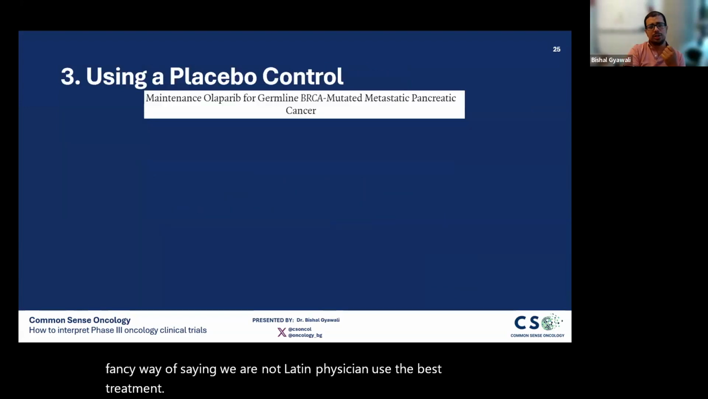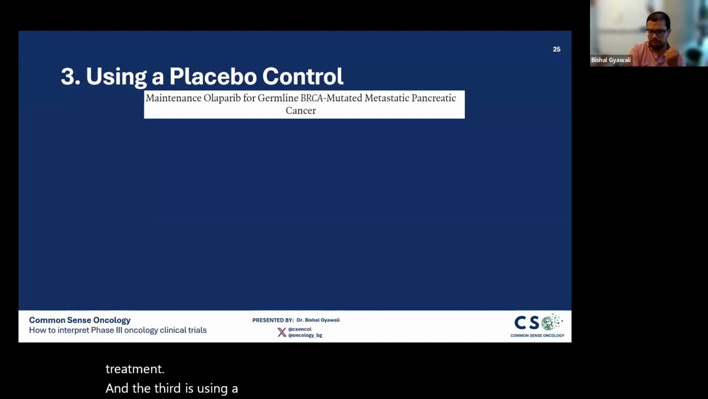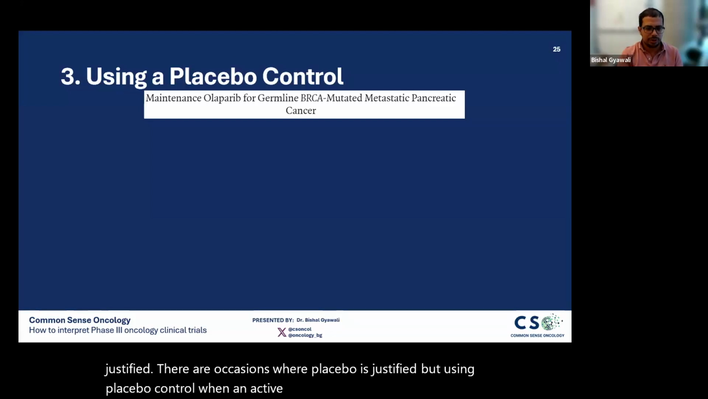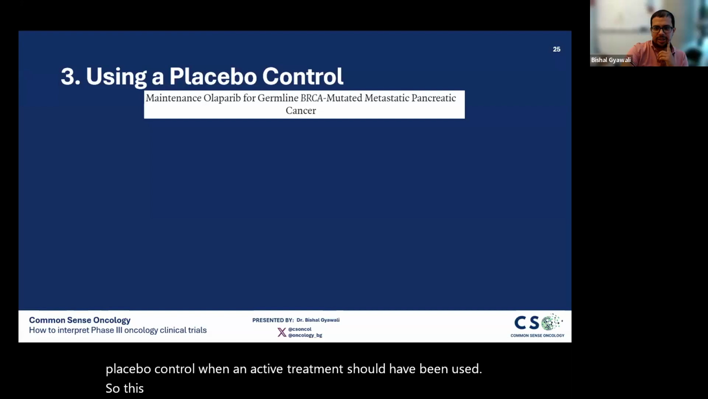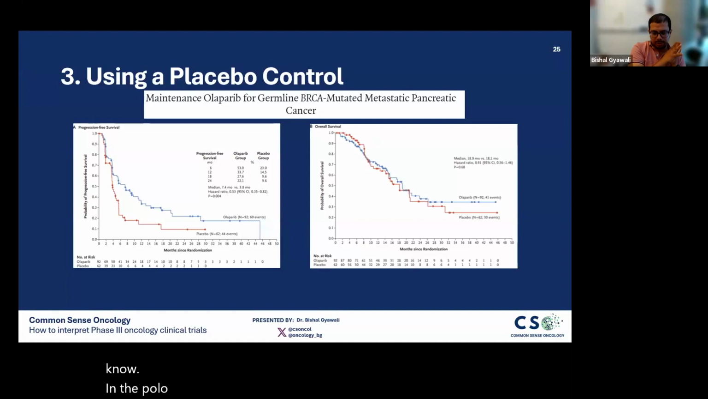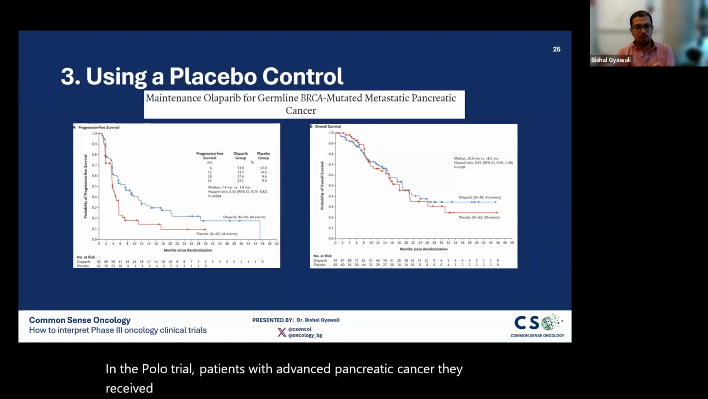And the third is using a placebo control when placebo is not justified. There are occasions where placebo is justified, but using placebo control when an active treatment should have been used. So this is the POLO trial in pancreatic cancer. And as you may know, in the POLO trial, patients with advanced pancreatic cancer, they received FOLFIRINOX chemotherapy for 4 months. And they confirmed that patients were responding.